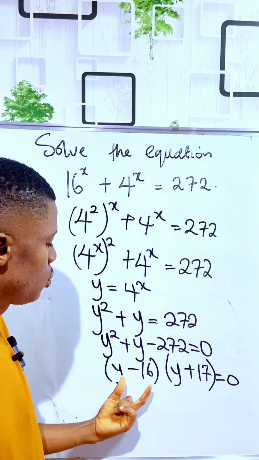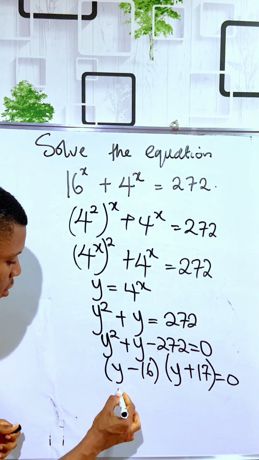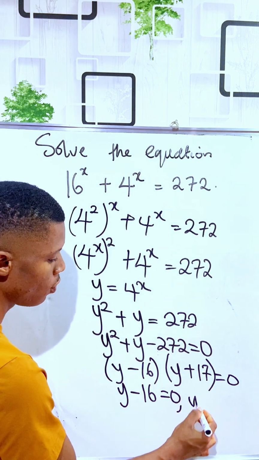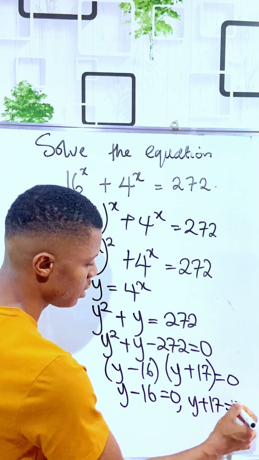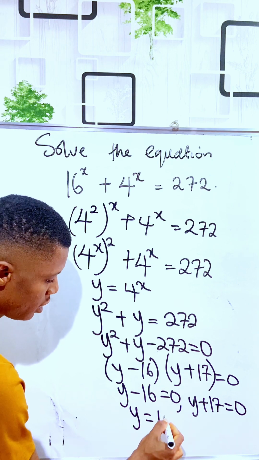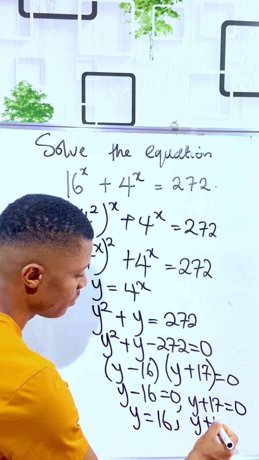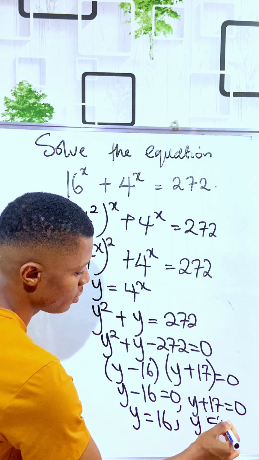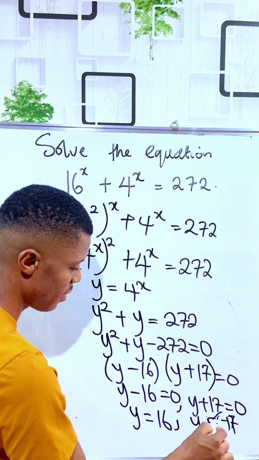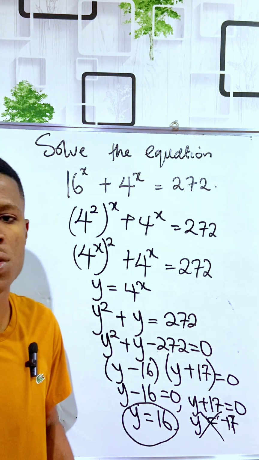So the next thing is that 2 brackets multiply to give 0, meaning one of them is 0 or both of them are zeros. So y minus 16 is equal to 0, or y plus 17 is equal to 0. If y minus 16 is 0, this means that y is equal to positive 16, 16 crossing the equality sign. And if y plus 17 is 0, this means that y is equal to minus 17. So we do not have provision to solve for a negative value of y. So here we are going to do for just y is equal to 16.